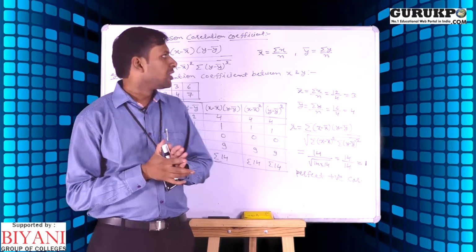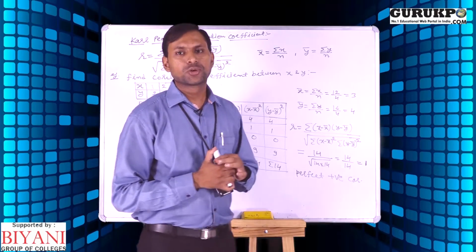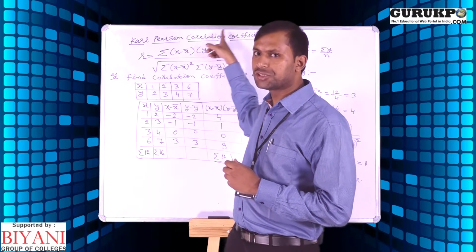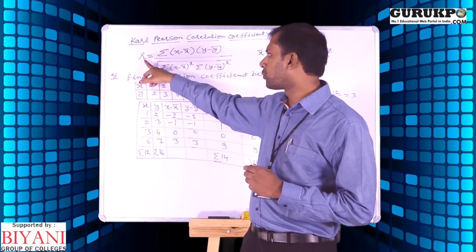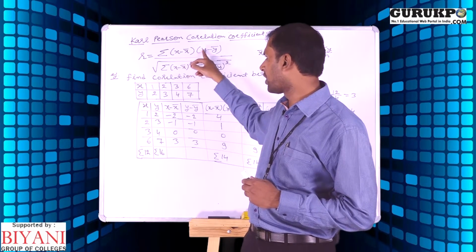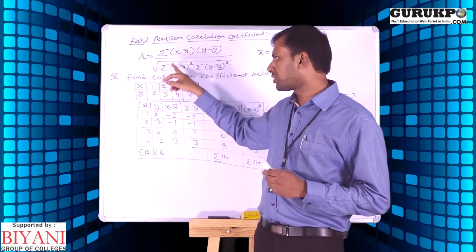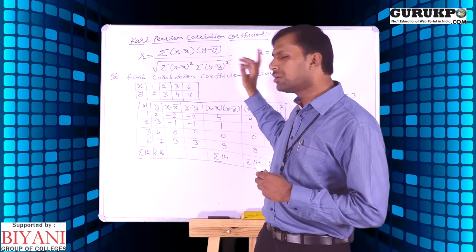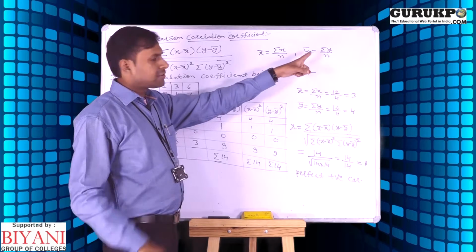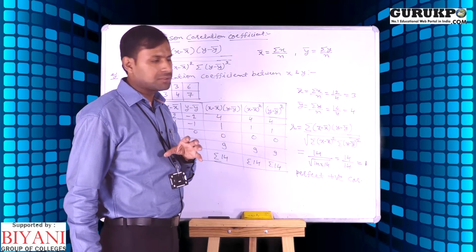We will discuss how we can calculate correlation coefficient. Correlation coefficient can be calculated by using the Karl Pearson correlation coefficient formula. The formula is R equals sigma (x minus x bar) into (y minus y bar) upon square root of sigma (x minus x bar) whole square into sigma (y minus y bar) whole square. X bar is sigma x upon n, y bar is sigma y upon n.